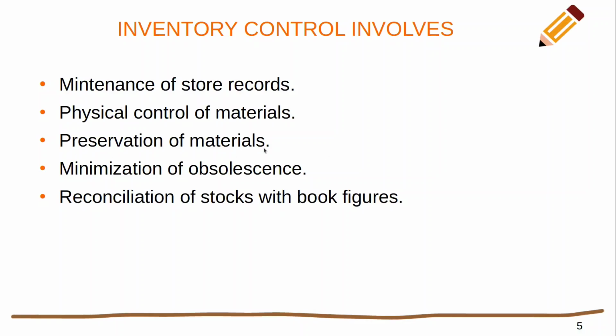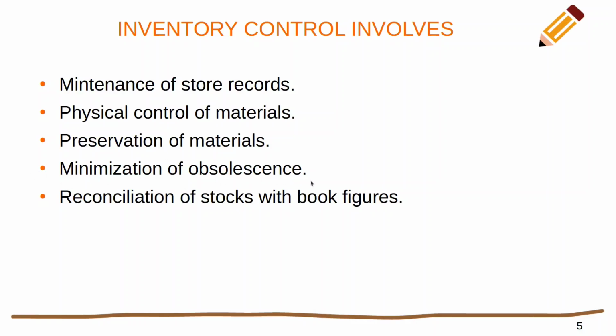Preservation of materials: not only maintaining records and the stocks, but preserving them. That means keeping the items safely. The drugs which have to be kept in a cool place have to be stored in the fridge, like vaccines and other injections, and salines. Some drugs should be kept away from bright light. So all that comes under preservation. Preservation is also very important in inventory control.